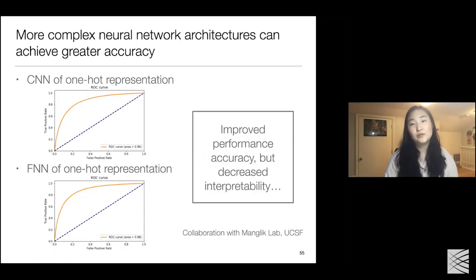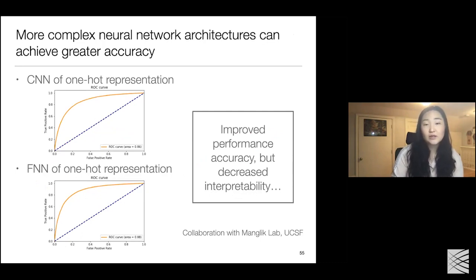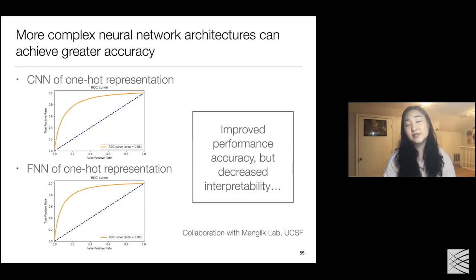Using more complex neural network architectures, we can actually achieve greater accuracy. For example, with a CNN or an FNN, a fully connected network, we can achieve higher AUCs of around 0.86, 0.88, almost 0.9. And RNNs, et cetera, show similar improvement. So we see improved performance for accuracy, but we also see decreased interpretability in terms of what we can say about which portions of the sequence are explicitly involved in making the thermostability predictions. This is something that we are also working on to describe.